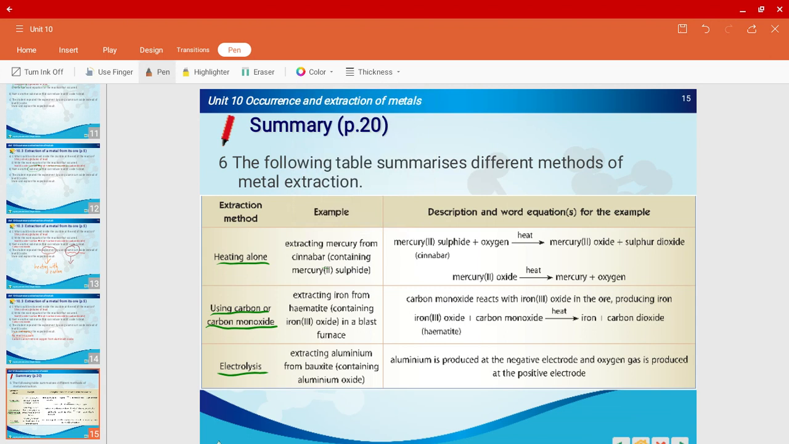So in this slide, I also want to introduce to you the names of the ores. For example, we have mercury 2 sulfide over here. The name of this ore is cinnabar. So as chemistry students, we not only should know the chemical names, we should also know the names that laypeople would know. For iron 3 oxide, another common name is haematite. For bauxite, this is the ore for extracting aluminium. So it's actually aluminium oxide. Okay?